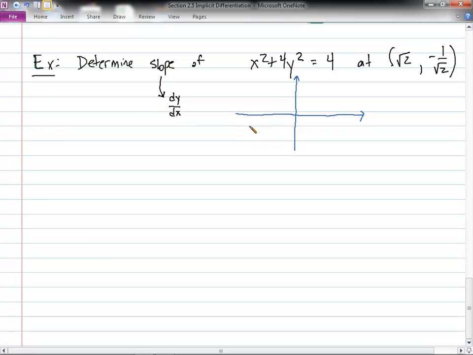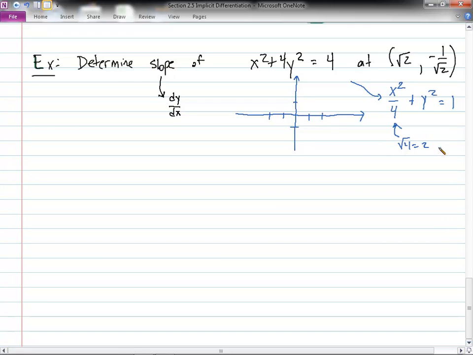Is it a circle? Close. If there wasn't a 4 right here, it would be a circle of radius 2. It's an ellipse. It's stretched out. In fact, what we typically do in an algebra class, or maybe analytic geometry, is get it into the form where there's a 1 on the right-hand side. So this looks like x squared over 4 plus y squared equals 1. What that tells me is that this goes out 2 in the x direction and up 1 in the y direction. The square root of 4 is 2.